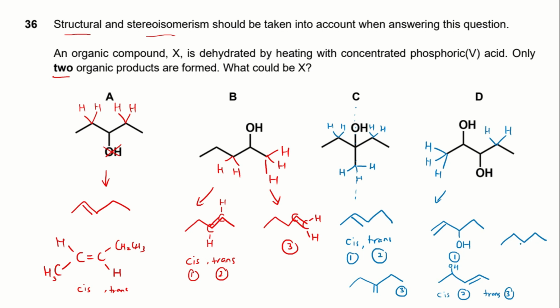If both hydroxy functional groups are removed, we will get a diene. This is the fourth product, and this fourth product shows cis-trans isomerism. Now I've written down all the products that can be formed from dehydration of all these alcohol molecules. Molecule A produces only two organic products. So the answer to this question is A.